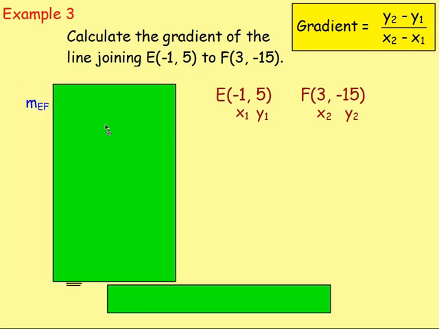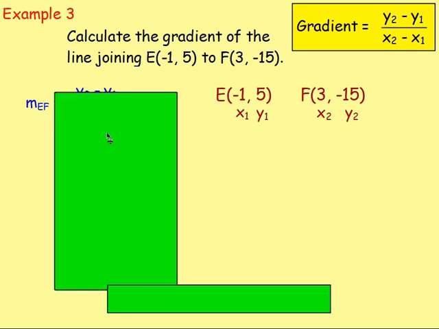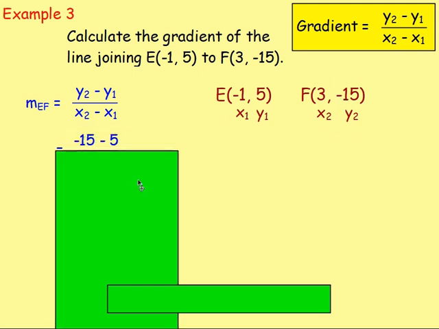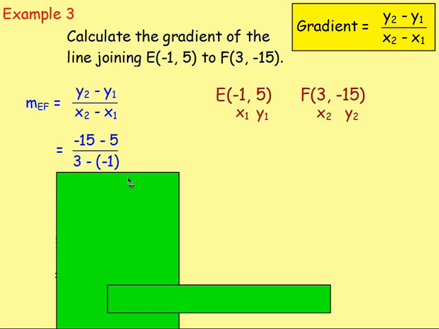So I've got MEF. To show I'm working out the gradient of EF, once again I use the gradient formula. Marley, the gradient formula is y2 take away y1 over x2 take away x1. Perfectly right. Chloe, if you sub in the numbers, you would have negative 15 over 5, because that's y2 take away y1. And with x2 take away x1, you would have 3 take away negative 1.